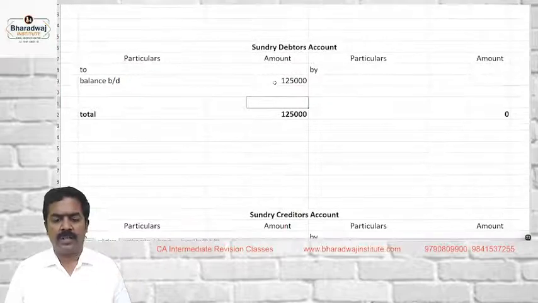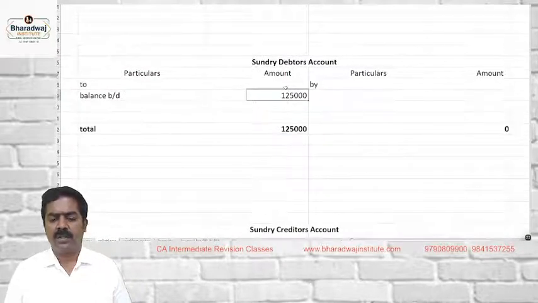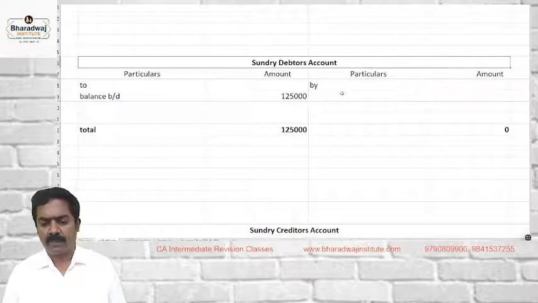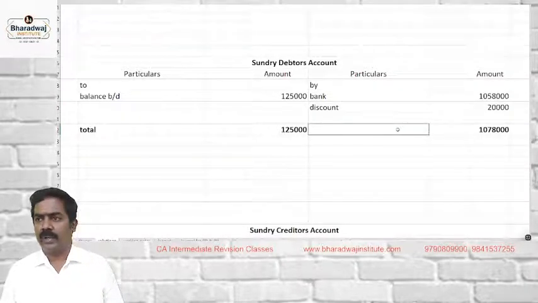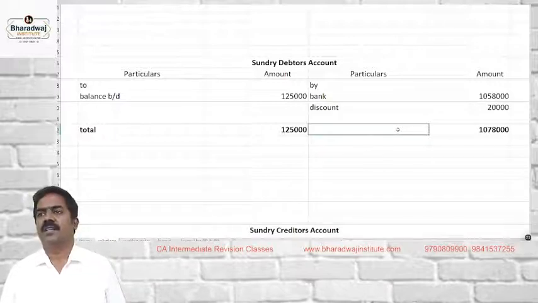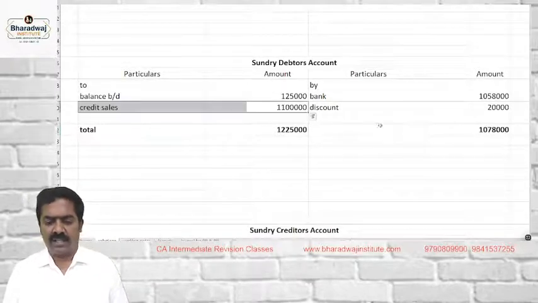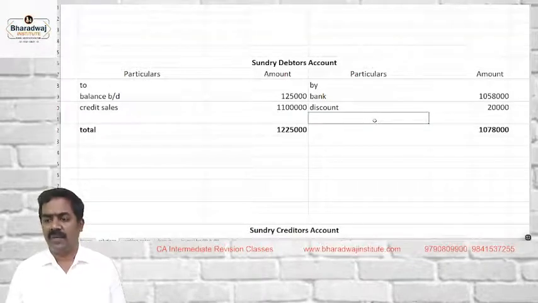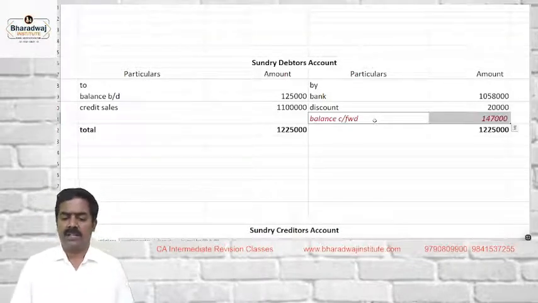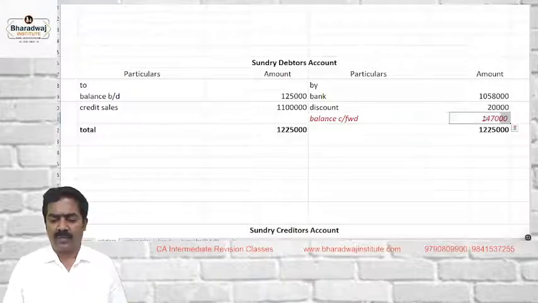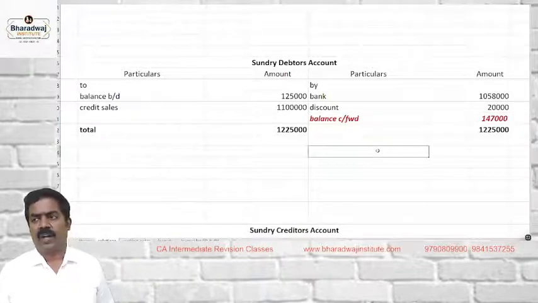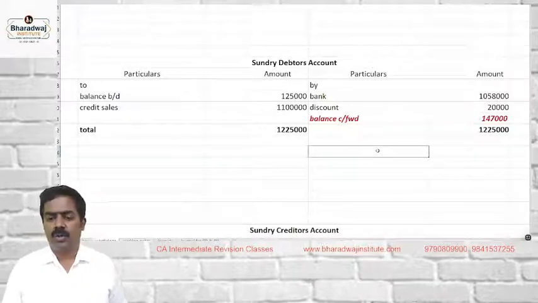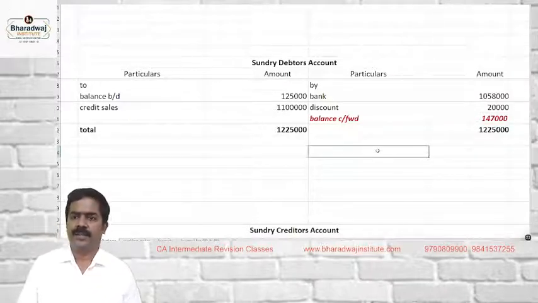Debtors account, opening balance 1,25,000. What is the amount received from debtors? 10,58,000. Discount given 20,000. I hope we worked out credit sales now. What is the credit sales we worked out? 11 lakhs credit sales. As a balancing figure we get the balance carried down, 1,47,000. 1,47,000 is the closing balance of which account? Debtors account.